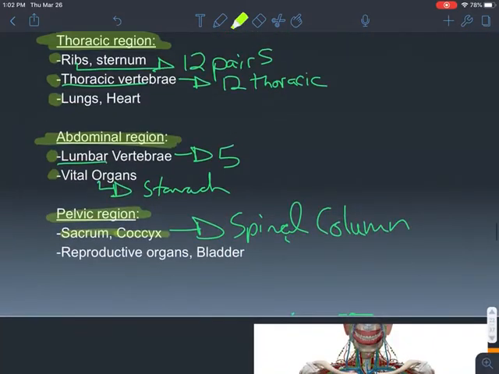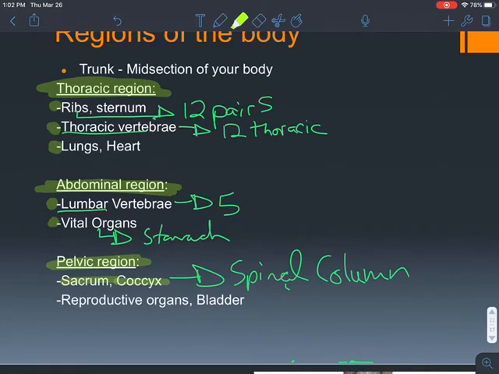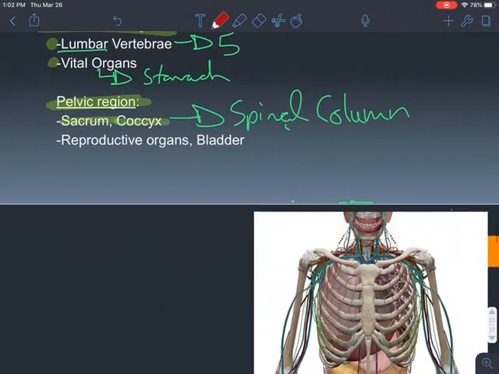And then you have your thoracic region: ribs, sternum, thoracic vertebrae. You have 12 thoracic vertebrae, and you can remember that because there are 12 pairs of ribs, because they connect to each other. And then you have your abdominal region, which is inferior to that, with 5 lumbar vertebrae and your vital organs. And you have your pelvic girdle, which is sacrum, coccyx, and reproductive organs and your bladder.